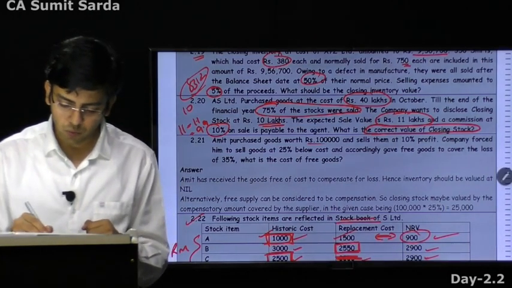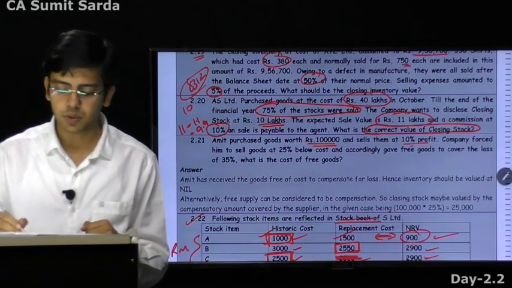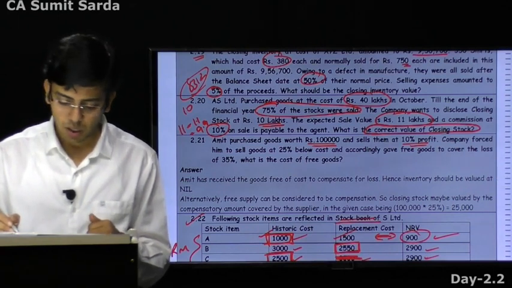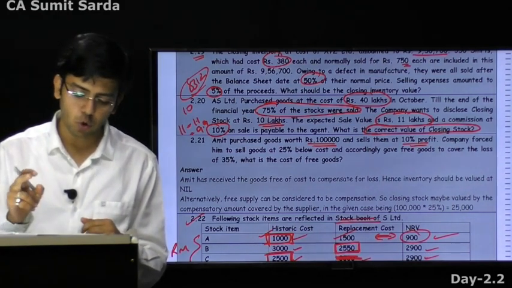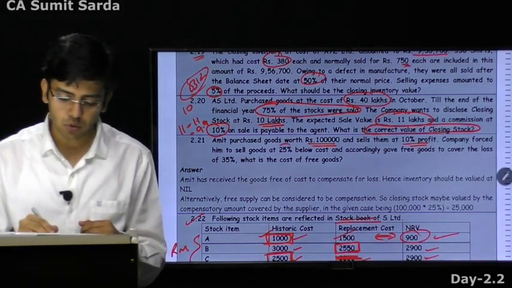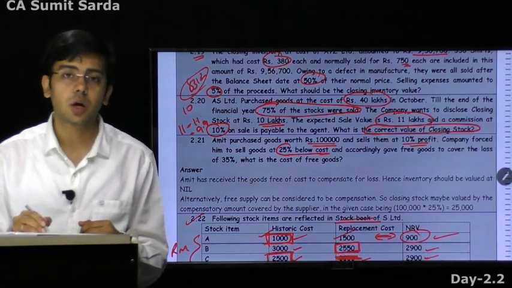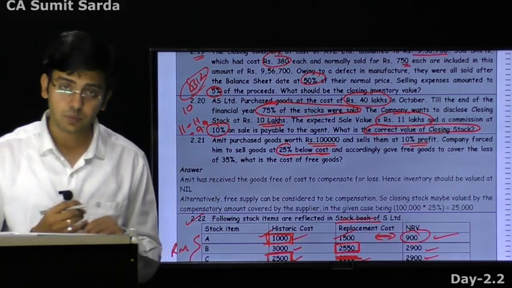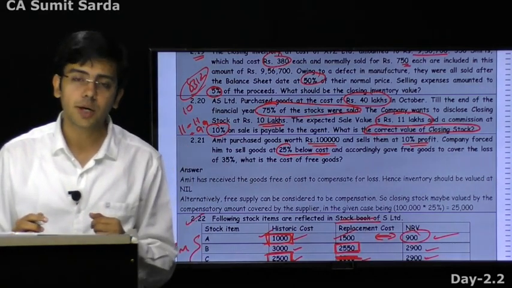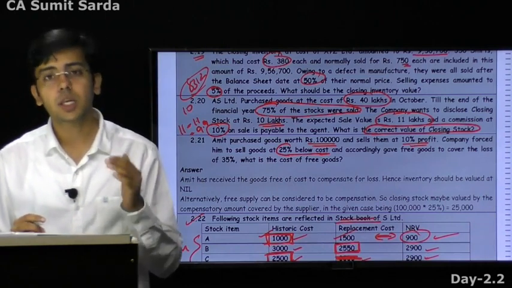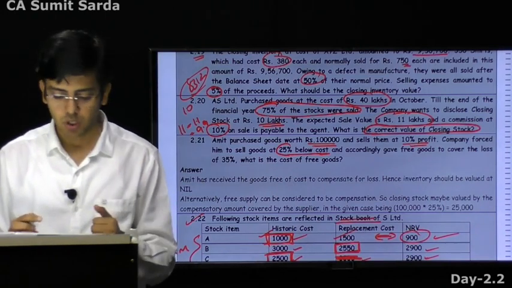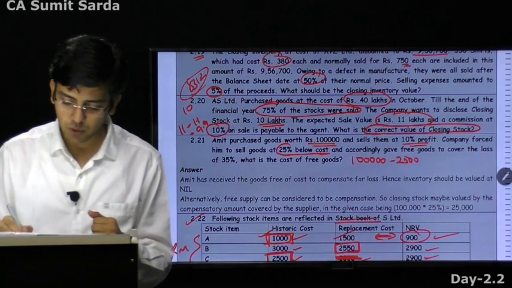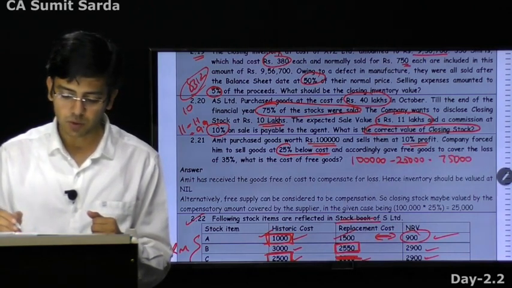Company purchases goods worth 1 lakh and sells them at 10% profit. That means company sells it at 1,10,000, correct? Company forced him to sell at 25% below cost. 25% below cost is 1 lakh, and you are supposed to sell it 25% below. 25% is 25,000. Don't try to determine 25% of selling price. They have asked you to sell 25% below cost. So company has asked you to sell it at 1 lakh minus 25,000, which is 75,000.